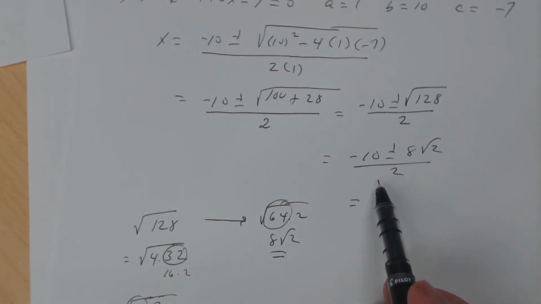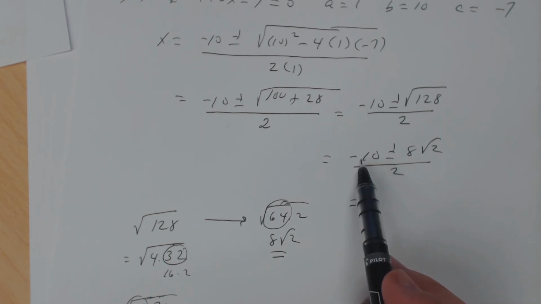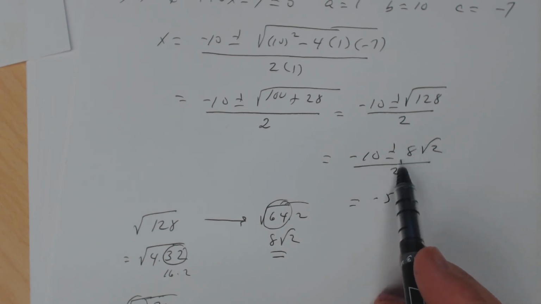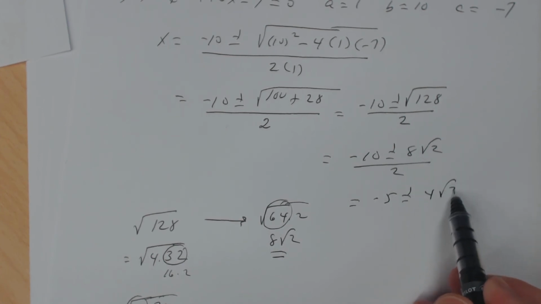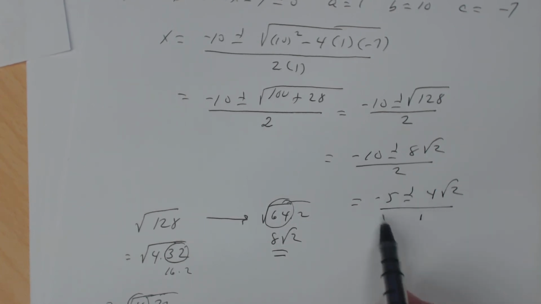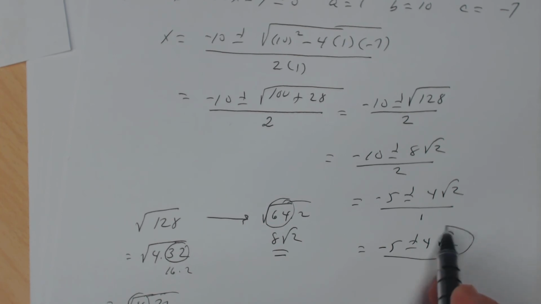All right, so I'm going to get negative 10 divided by 2 is a negative 5, plus or minus 8 divided by 2 is 4, so you got 4 square root of 2, over 2 divided by 2 is 1. All right, but don't leave your hands like this because all this divided by 1 is the numerator. So you can say negative 5 plus or minus 4 square root of 2. And so there's your answer. So that's what x equals.